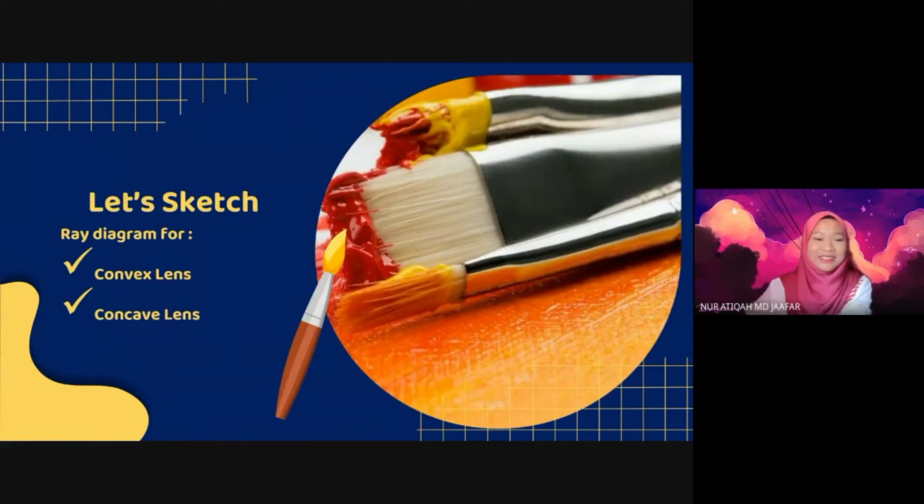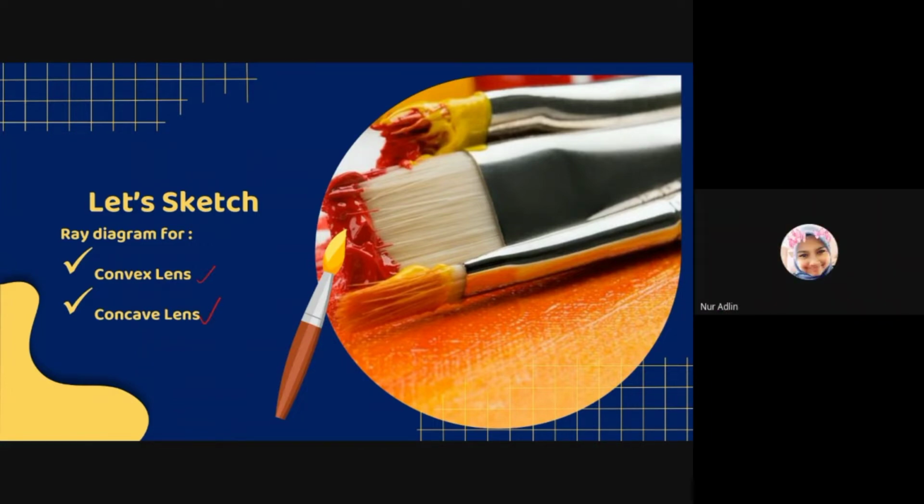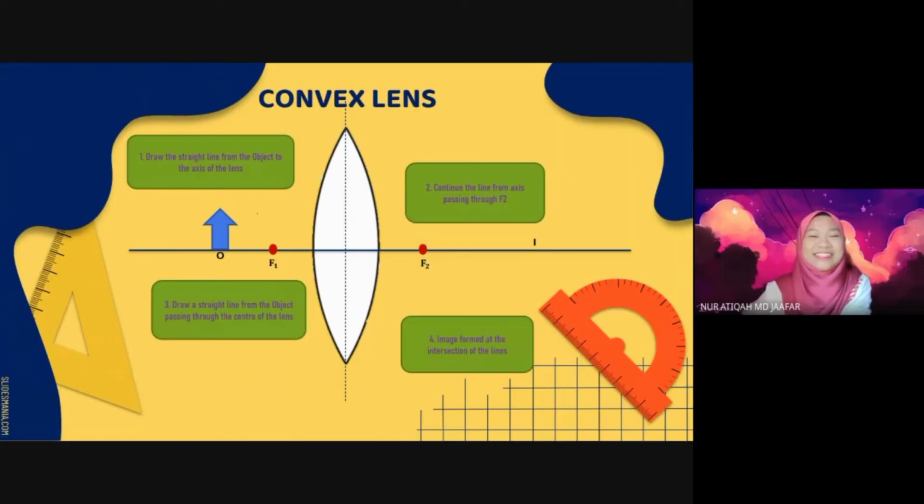So now let's sketch ray diagrams for convex lens and concave lens. Let's go. So now, the first one we will sketch is the ray diagram for convex lens. For the convex lens, it has 4 steps.